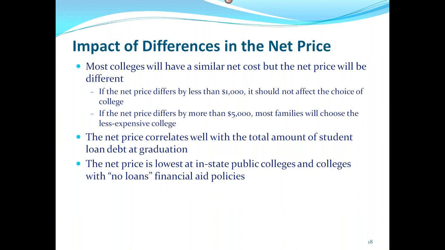Now, by law, since 2011, every college has had to have a net price calculator on its website that lets you get a personalized estimate. It's kind of in the ballpark. It should be within about $500 of the actual figure. And you can play what-if games. You can say, what if we have two children in college at the same time? How does that affect the net price?